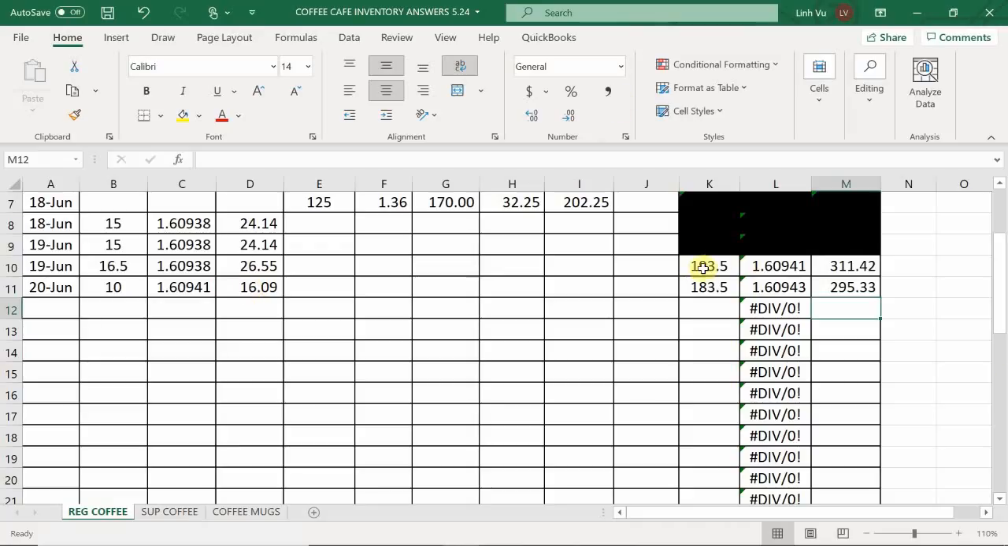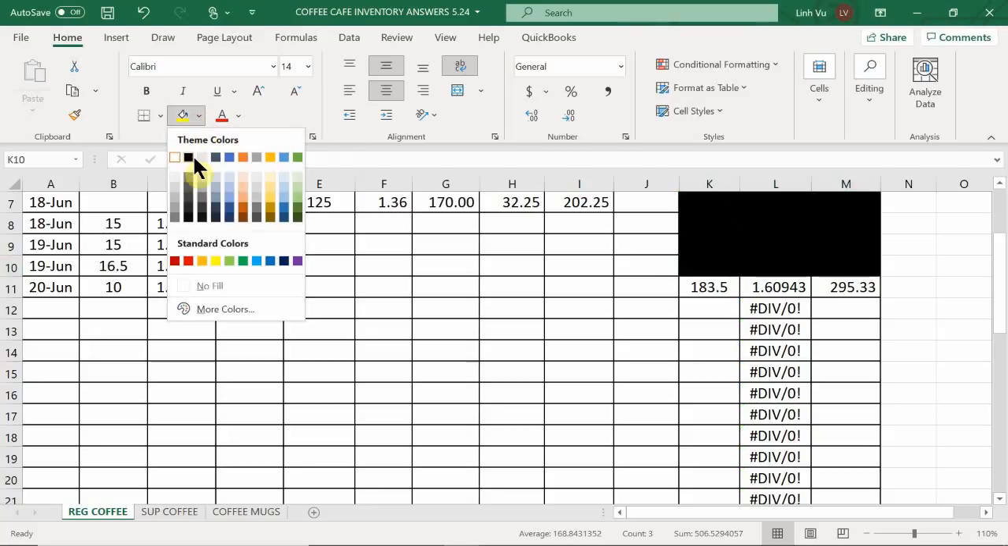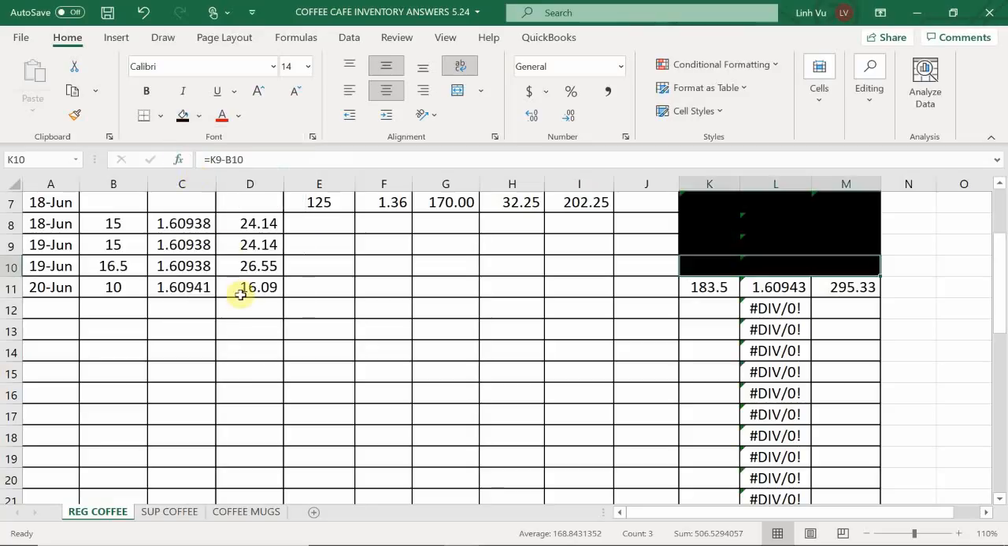So in this case, did you want to calculate it? The 1609. No. We're not talking about cost of goods sold anymore. We're talking about your inventory on hand. Okay? If I have a new total cost of $295.33, and a new quantity of 183.5, what is my cost per item?